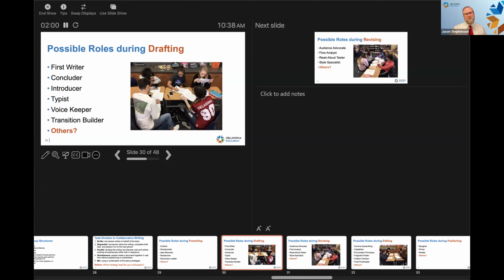And then it could be that a student wants to function as the voice keeper. And by that, I mean, once every student has contributed to the piece of writing, it probably will sound like 3 or 4 different students all wrote it. And so this student could go through and create some consistent word choice and tone to keep the voice consistent. And then there could be a transition builder where one student's focus during drafting is to add in those transitional words and phrases. Can you all think of any other drafting roles that students could have for collaborative writing?